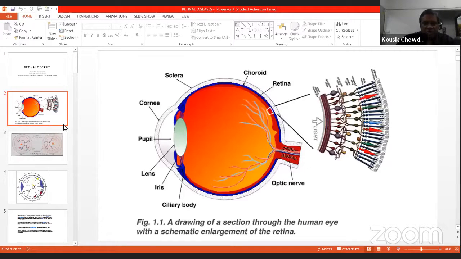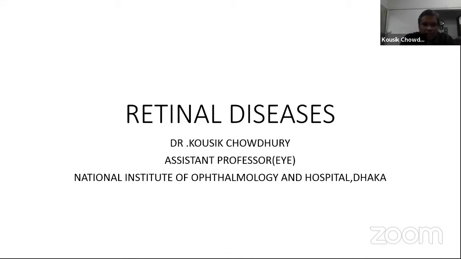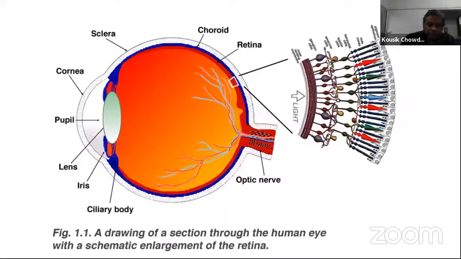This is the retina. This is the picture of an eyeball. So what is retina? We come to know about this. My presentation is retinal diseases. Now we are coming to know about what is retina.